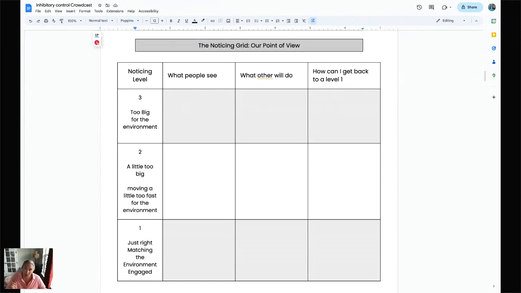Our next column over is what other people will do. These are our supportive strategies. These are our connection strategies. These are our joy-bringing strategies. When the individual is already at a level 1, how are we going to support them in staying there? What things are we going to do that will help them stay regulated and matching their environment, right? Environments change all the time. How are we going to support them in noticing those shifts and making those adjustments to their behavior so that it still works for the context?